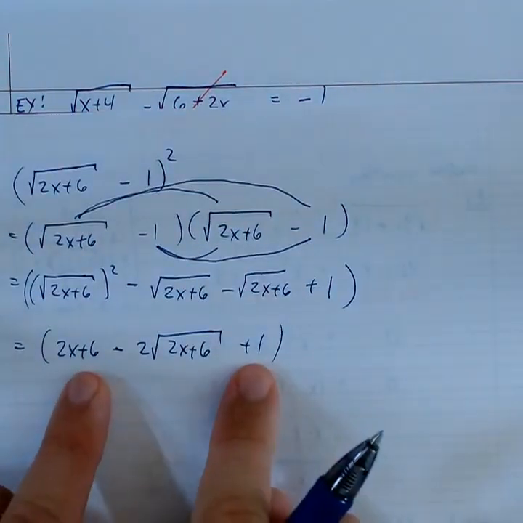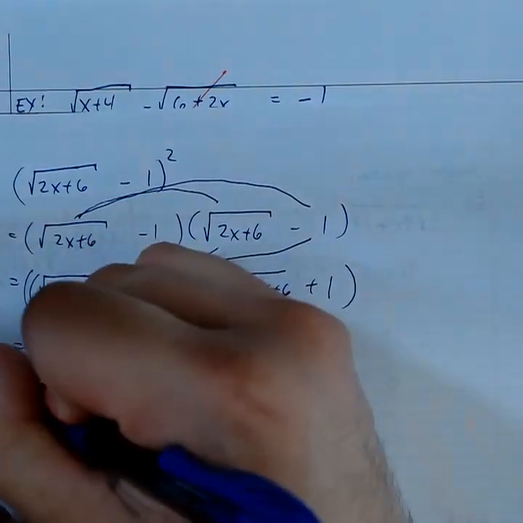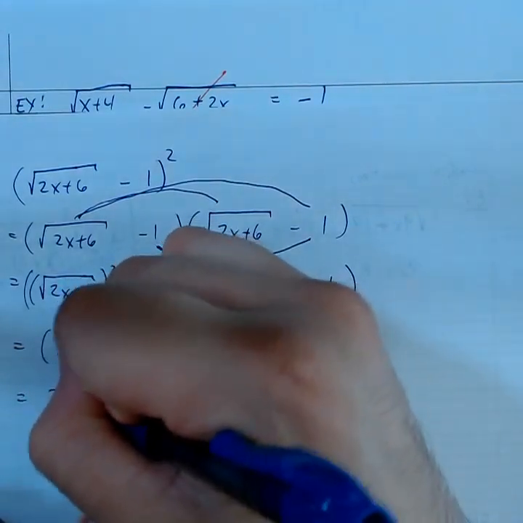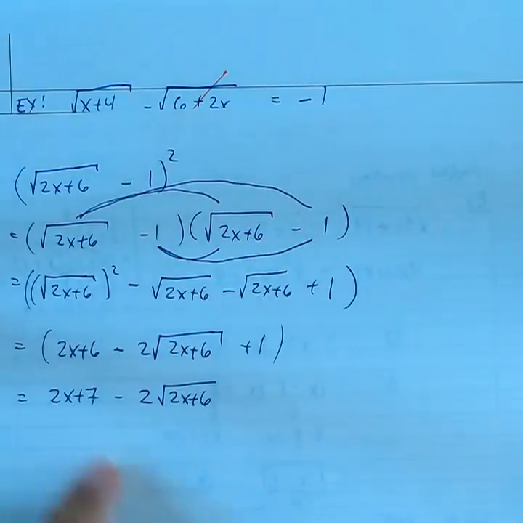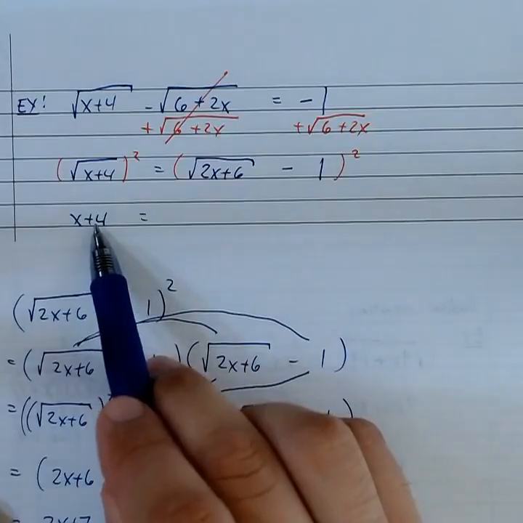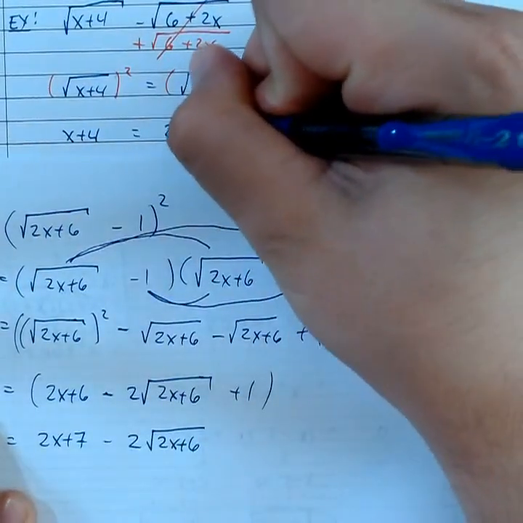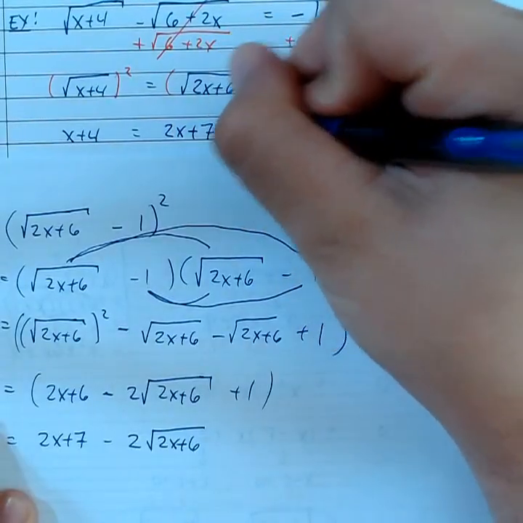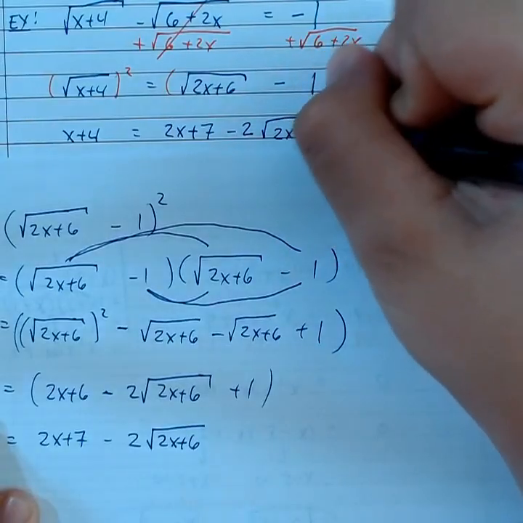And finally, notice right here, these are just regular numbers. I can combine those like terms. The 6 and the 1 make 7. So here that's going to be 2x plus 7 minus double square root of 2x plus 6. And that's what you get when you square square root of 2x plus 6 minus 1. So right here, if I square this side, I just get x plus 4. If I square this side, I'm going to get 2x plus 7 minus 2 square root of 2x plus 6.